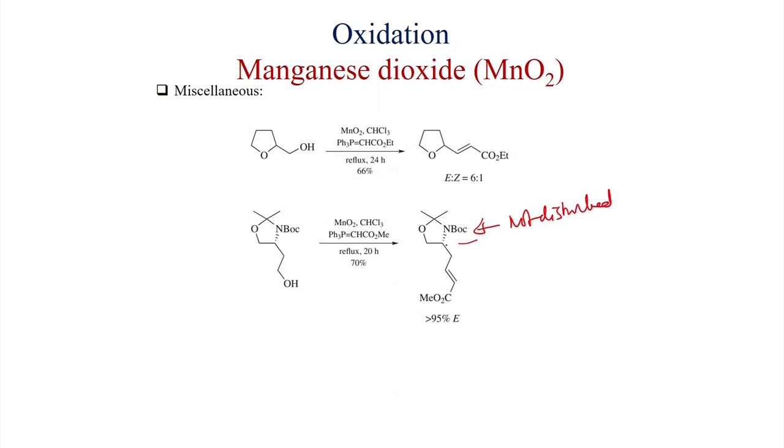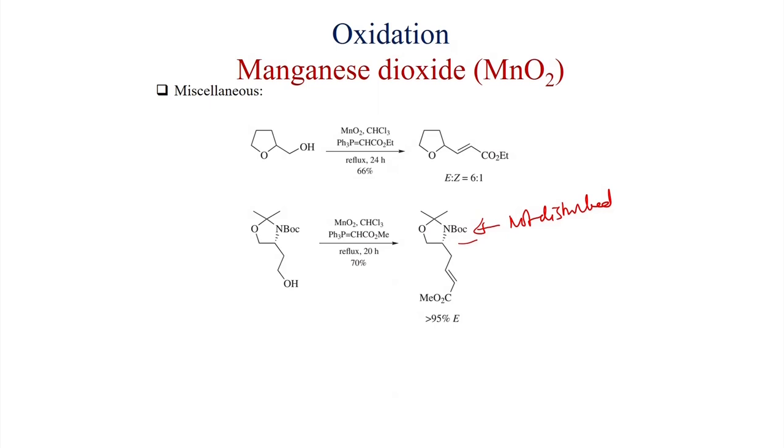So, the N-Boc group is not cleaved under this condition with manganese dioxide, and selectively the alcohol is getting converted to the aldehyde and then treated with this Horner-Wittig reagent to get the alpha beta unsaturated ester in 95%.